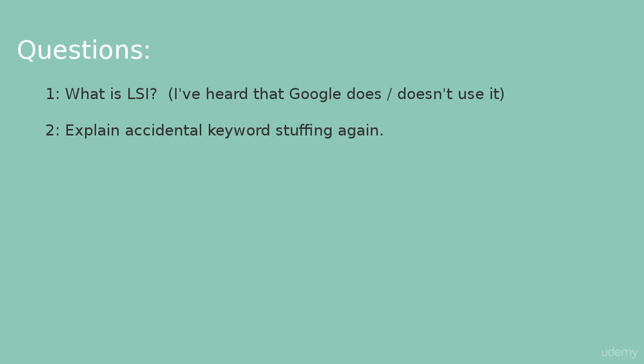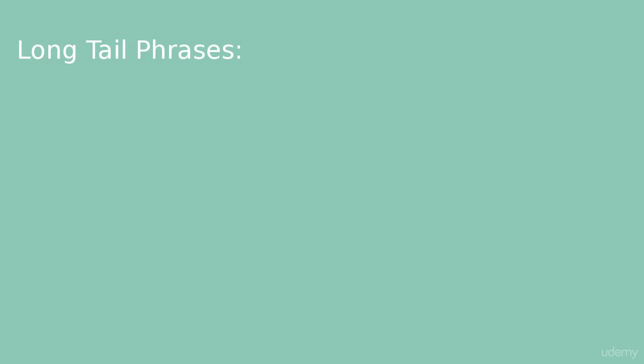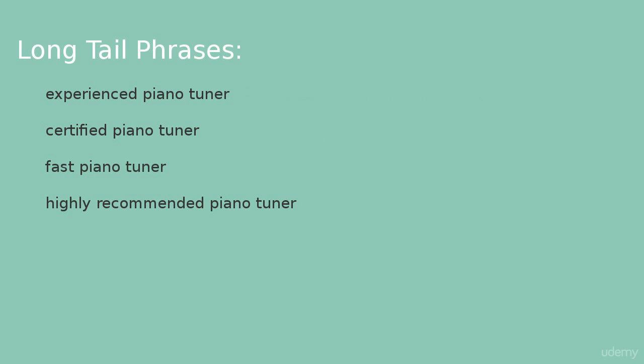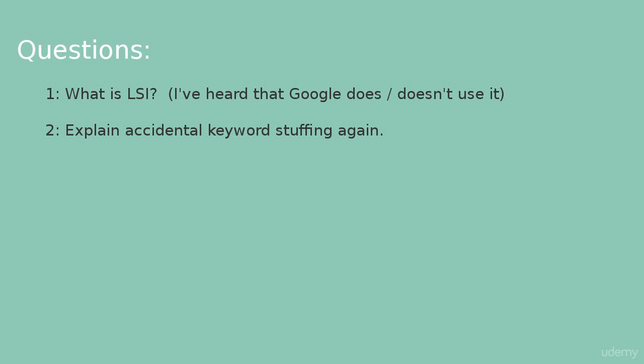Another way to accidentally stuff keywords into your page is by using long tail keywords. So if your main keyword is piano tuner, then you might be tempted to include several different long tail variations like experienced piano tuner, certified piano tuner, fast piano tuner, highly recommended piano tuner, grand piano tuner for hire, and find a piano tuner. The problem with using all of these phrases as they are is that they all include the words piano tuner. So if you use this list of words on your page, you would fill it with 7 extra instances of piano tuner, which could possibly trigger that keyword stuffing penalty.